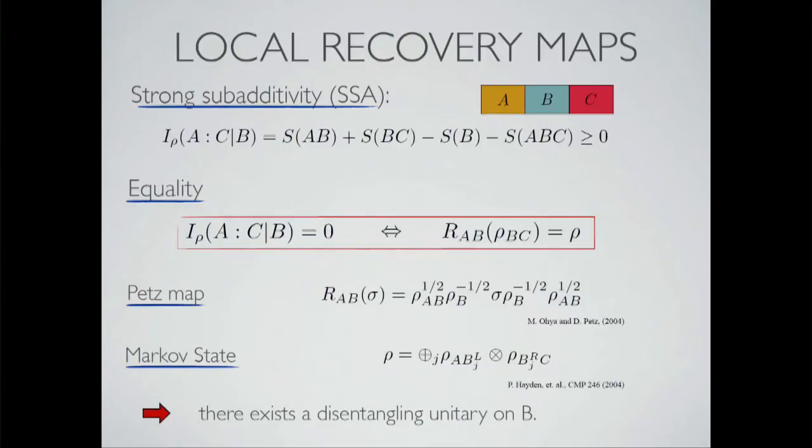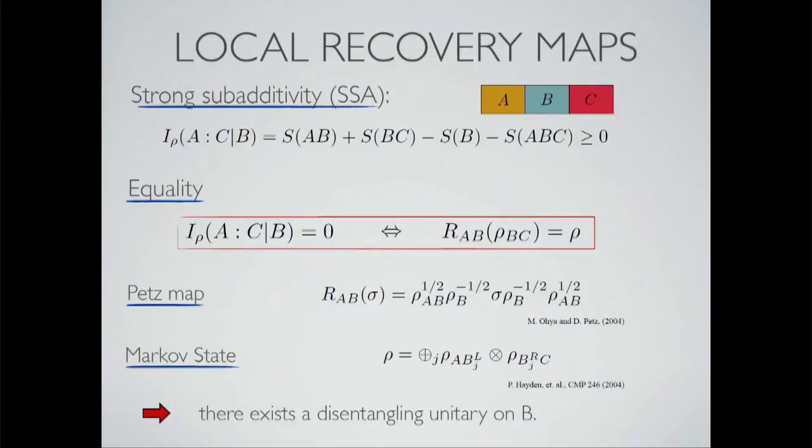Furthermore, what we know is that if the conditional mutual information is strictly zero, then we get the existence of a recovery map, meaning conditional mutual information between A and C conditioned on B tells us that upon the erasure of A, you can recover the information on A just by applying a map on AB. So C remains untouched. And of course, it's symmetric, so the same holds for C. We know the exact form of this map. It's this Petz recovery map.